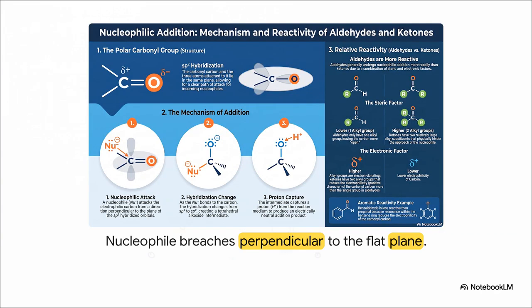Phase 1 is the breach. Our attacker, the nucleophile labeled Nu with a negative charge, makes its big move. Because of that flat sp2 geometry we just talked about, the nucleophile doesn't just wander in from the side where it bumps into a bunch of other atoms. No, it strikes the electrophilic carbon exactly perpendicular to the flat plane of those sp2 orbitals. It drops in right from the top, directly hitting that vulnerable partial positive charge.